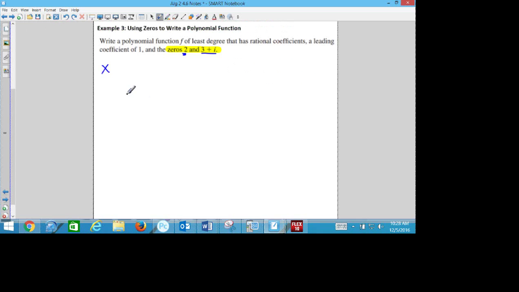We start by writing x equals 2, x equals 3 plus i. Is it okay if I just have 3 plus i by itself as the solution? It is not okay, because imaginary numbers always come in pairs. There's always the conjugate, so I have to know to write the third answer. What would it be? You only switch the sign in the middle.